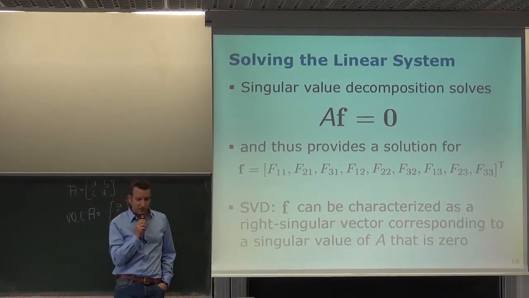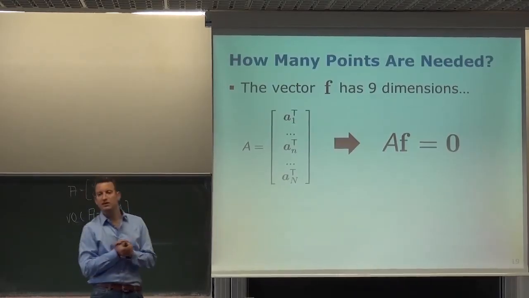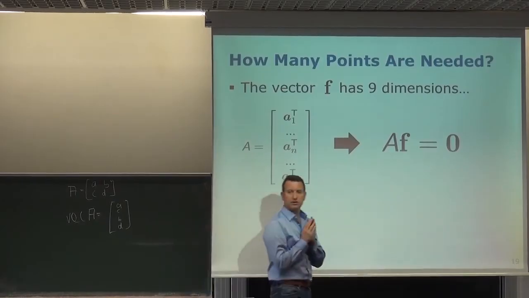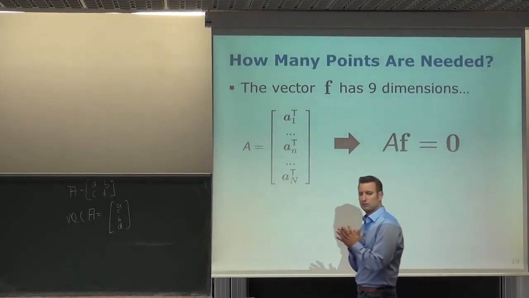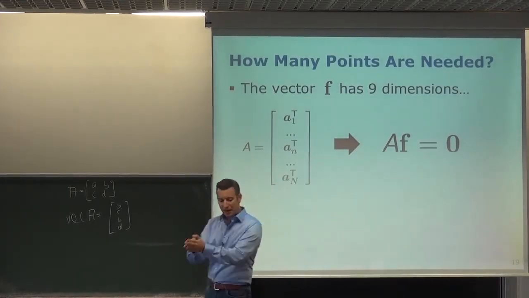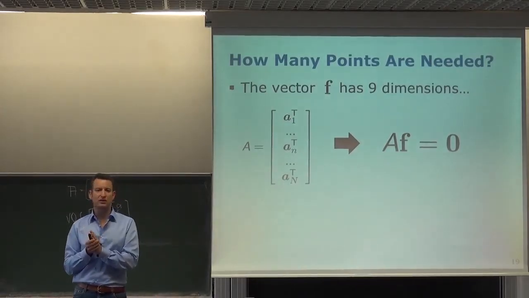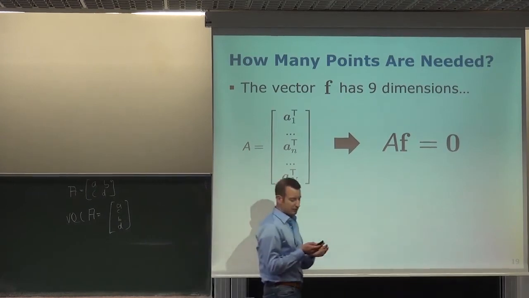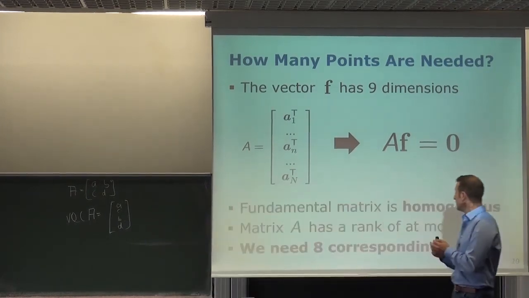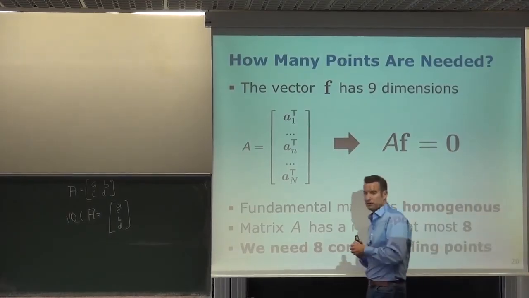Okay, so the question is, how many points do I actually need in order to build up this system? We said f is a 9-dimensional vector. So how many corresponding points do I need? 9 would be the straightforward solution to that. I know, however, something about my fundamental matrix. And the easiest thing I know is that it's a homogeneous matrix. And the homogeneous matrix has only 8 degrees of freedom. So what I need is 8 corresponding points, because matrix A has the rank of at most 8.